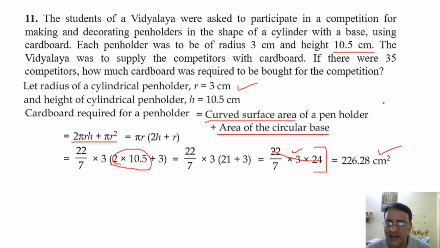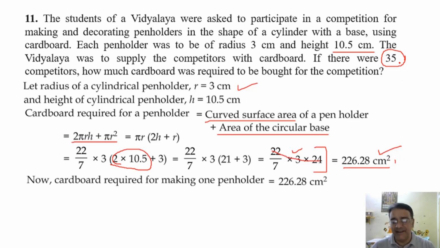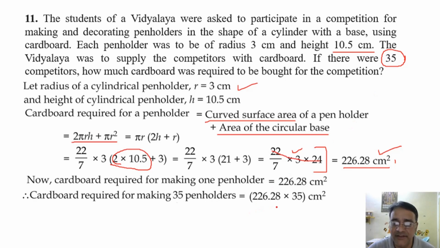Now, how many cardboards are there? How many competitors? 35. So one competitor needs this much cardboard for one pen holder. So for 35 competitors we have to multiply with 35. Okay, 226.28 into 35 will get approximately 7919.8. So we have to round up to 7920 centimeter square.